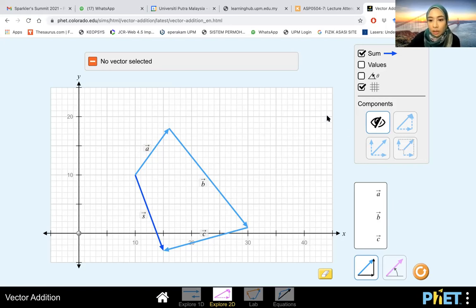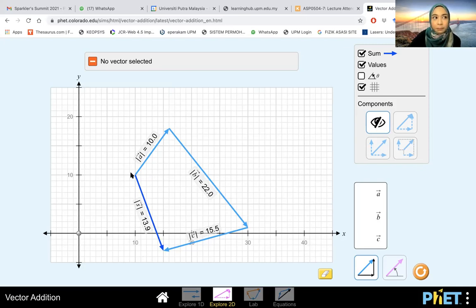That's the angle. So now what about the values? So I have the values here. Can anyone tell me how do I get the value for my S, the length? Anyone wants to try? Please unmute yourself. No one wants to try. Everyone forgot already how to get it.